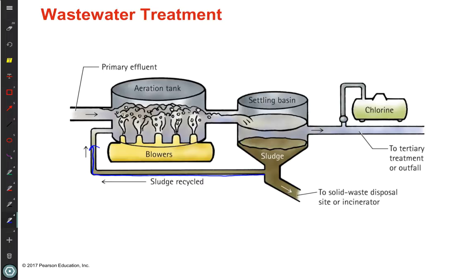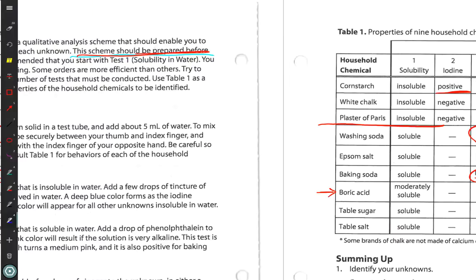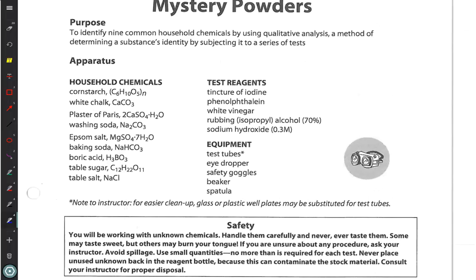Okay, that's my lecture part. Let's talk about the lab, and then you can do the lab and be out of here. So for the lab, we have 8 of these 9 chemicals. So you're going to have one that you don't find.